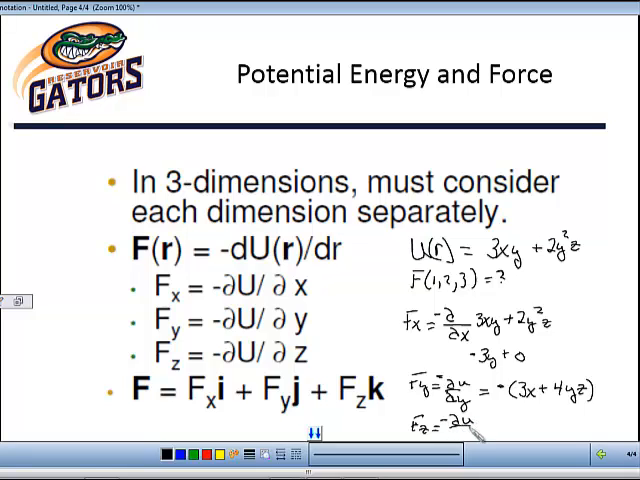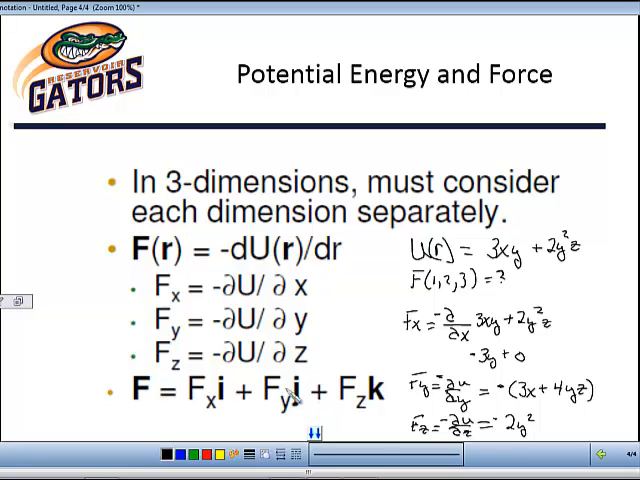Partial of the function with respect to z. Okay, no z's in that term, so that's a constant, it's 0. We have a z in the second term. Well, 2y squared is a constant times the derivative of z, which is 1. So our z component is 2y squared. Remember the minus sign.